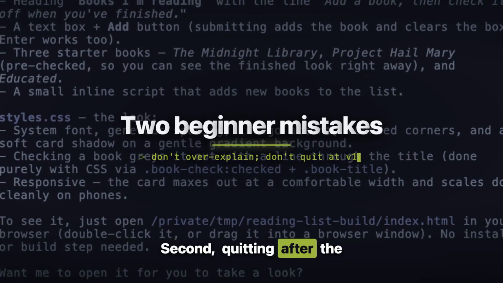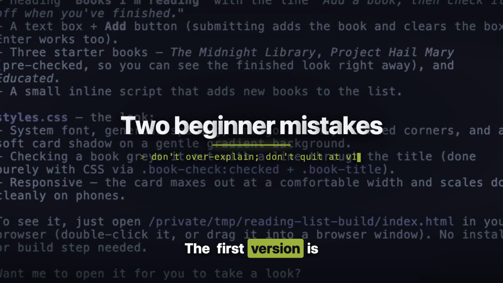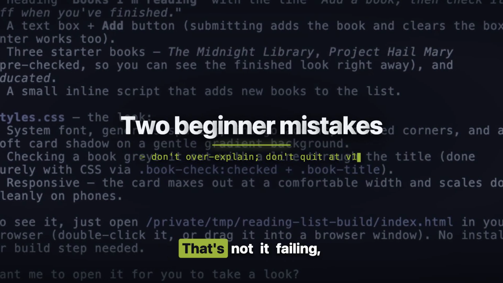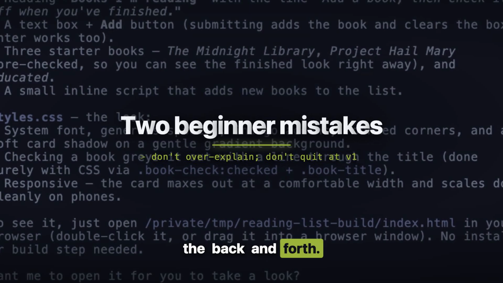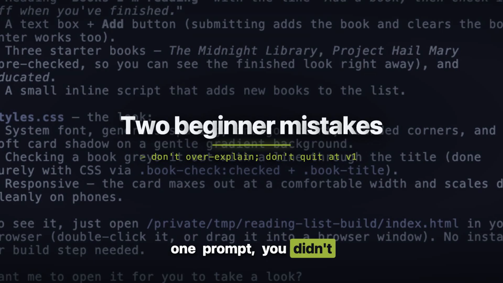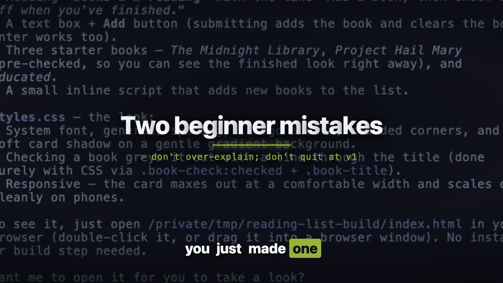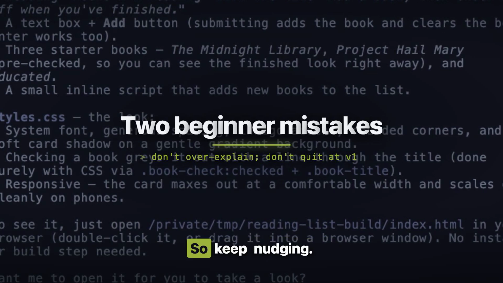Second, quitting after the first try. The first version is never the final version. That's not it failing, that is the process. The whole magic is the back and forth. If you stop after one prompt, you didn't really vibe code, you just made one wish and walked away. So keep nudging.